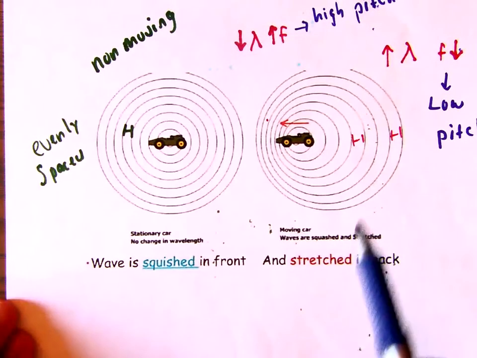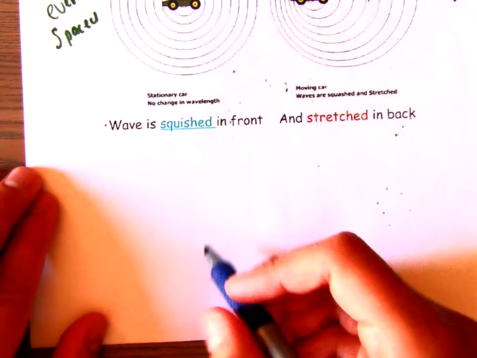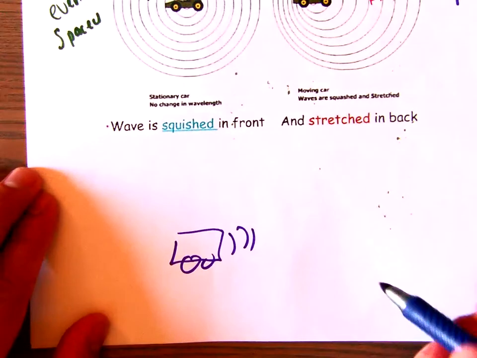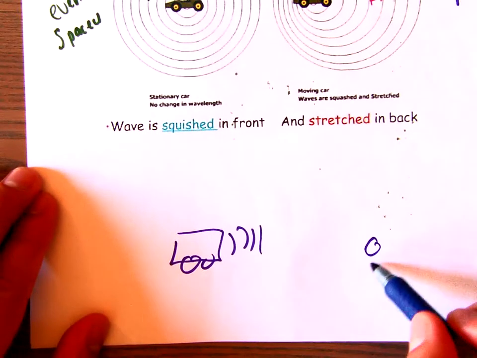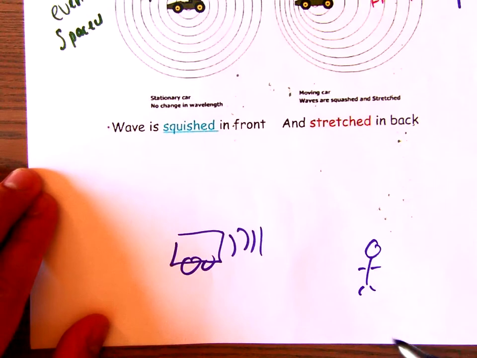Okay. Then you would go ahead and draw an individual. So for example, let's say I drew a moving sound source here. You would draw an individual and you would explain, what do they hear? Do they hear a high frequency or low frequency, and why? So don't forget to explain why. Okay.